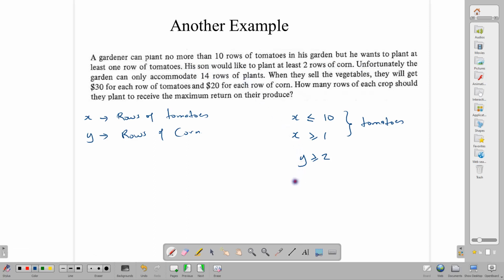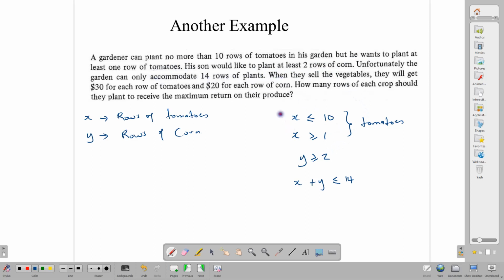So when we add the number of rows of tomatoes and the number of rows of corn, that number cannot pass 14. So let's see if we have everything. No more than 10 rows of tomatoes. Here it is. At least 1 row of tomatoes. Here it is. His son would like to plant at least 2 rows of corn. Here it is. And the garden can only accommodate 14 rows.